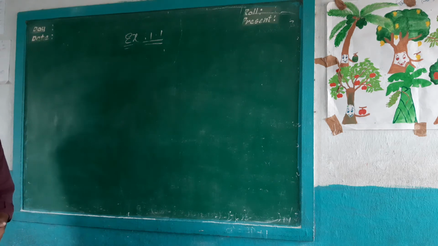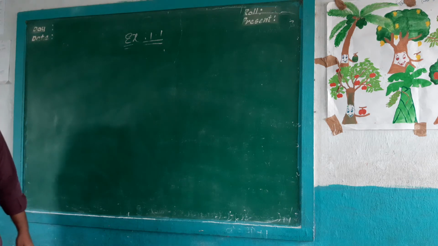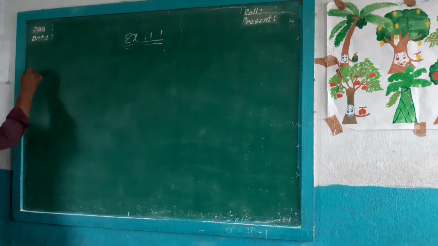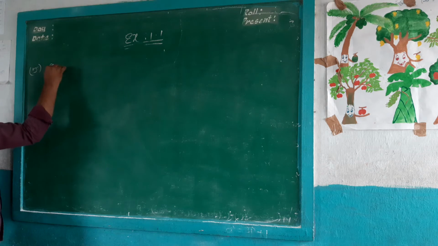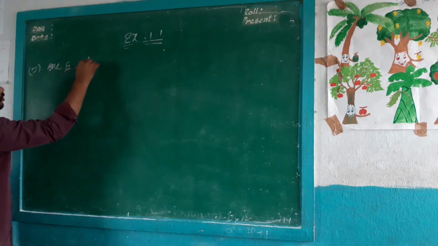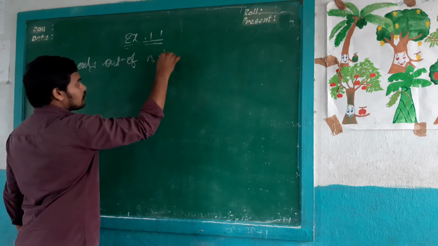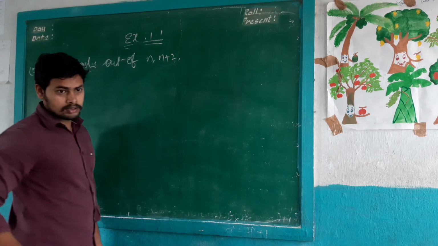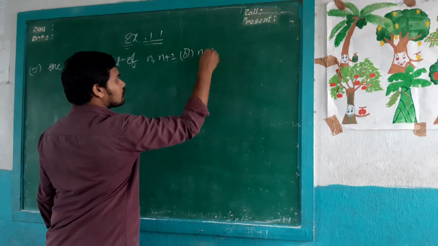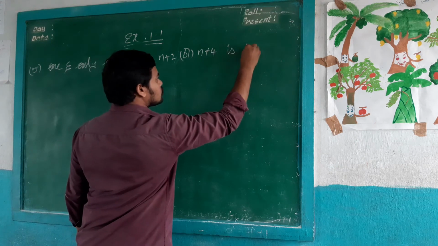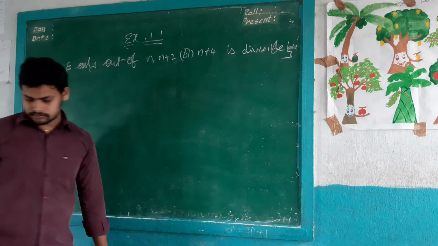Show that one and only one out of n, n plus 2, or n plus 4 is divisible by 3, where n is a positive integer.